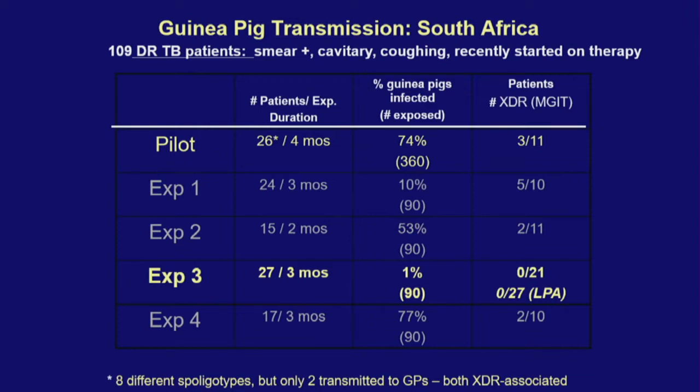And then finally, in this last experiment, with no interventions, 17 patients over 3 months infected almost 80% of the guinea pigs. So as Carolyn mentioned, variability in transmission is certainly a characteristic, but this seemed extreme, particularly this one experiment.